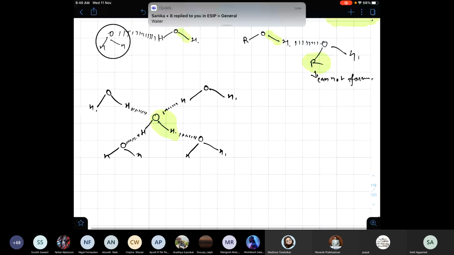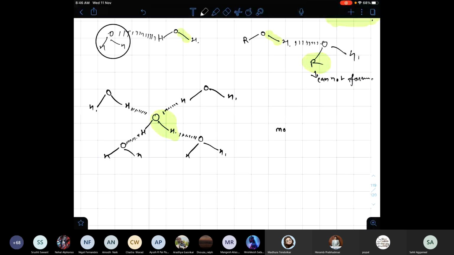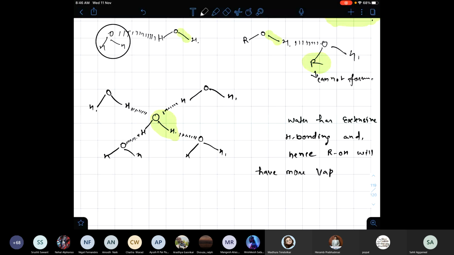Water has more hydrogen bonding. Water has extensive hydrogen bonding, and hence alcohol will have more vapor pressure.